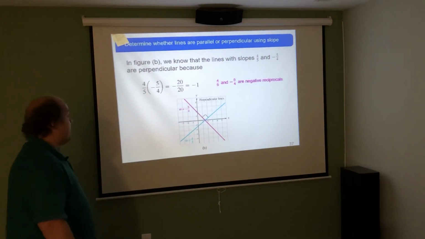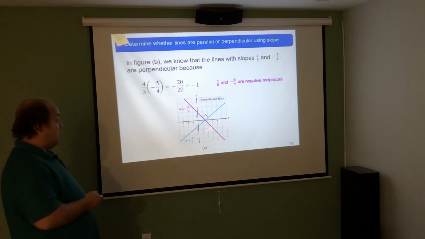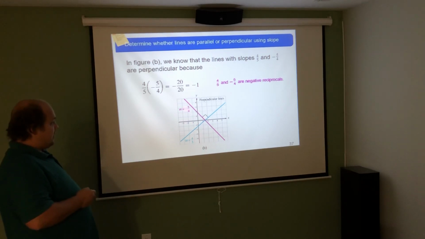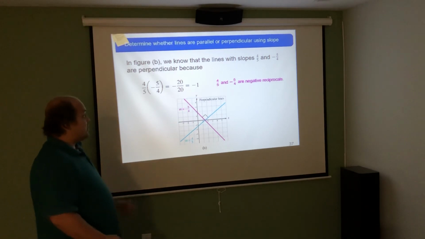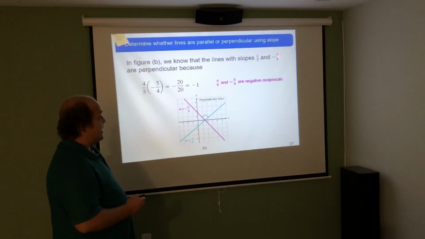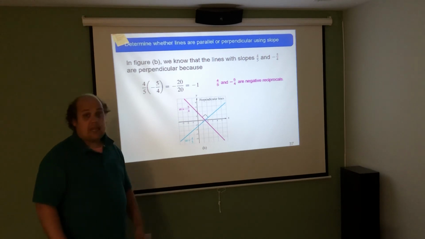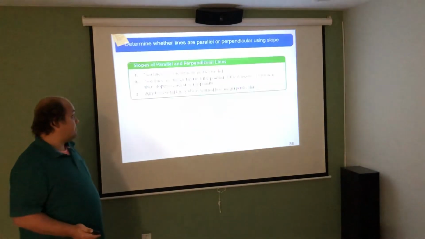So this is showing 2 perpendicular lines. This line has slope 4/5. This line has slope negative 5/4. You can see that the 5 on bottom is going to the top here. The 4 on bottom is going to the top here. So these 2 are just flipped. This one has a negative. This one doesn't. So these 2 slopes, 4/5 and negative 5/4, indicate perpendicular lines.